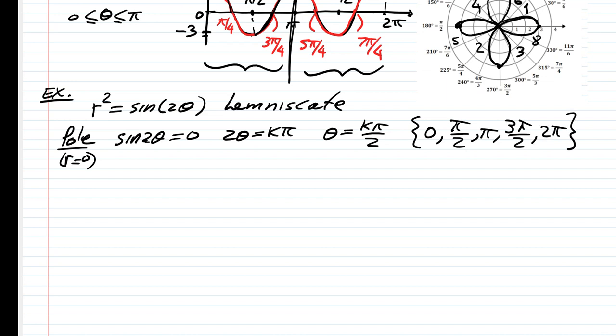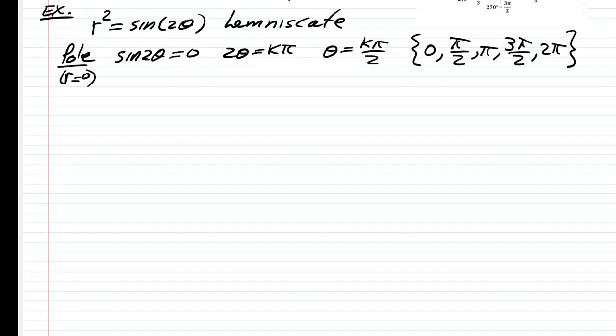Okay. Now, for example, let's say theta is 0. Because sine of 0 is 0, r squared is 0, then you get r is 0, right? So for any one of these, that's what's going to happen. r is 0.